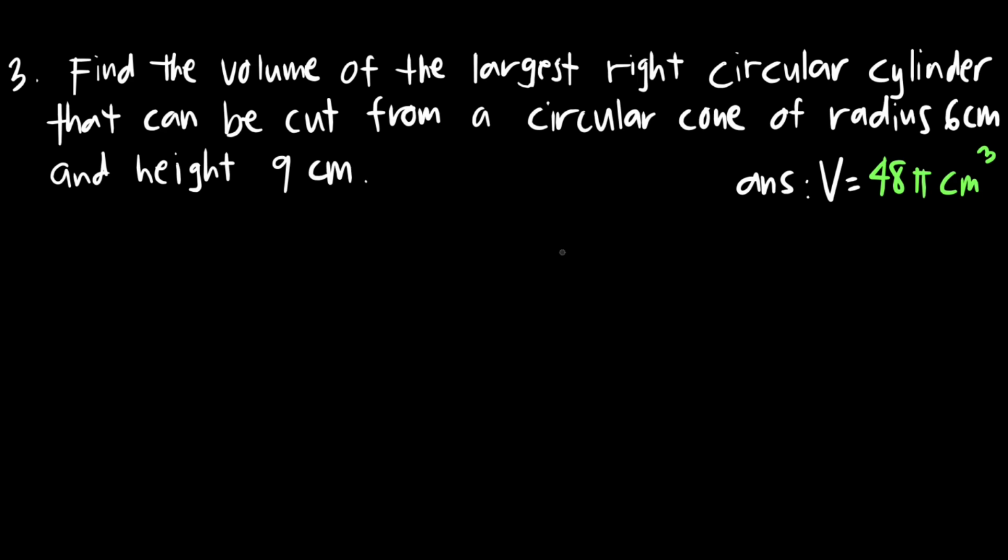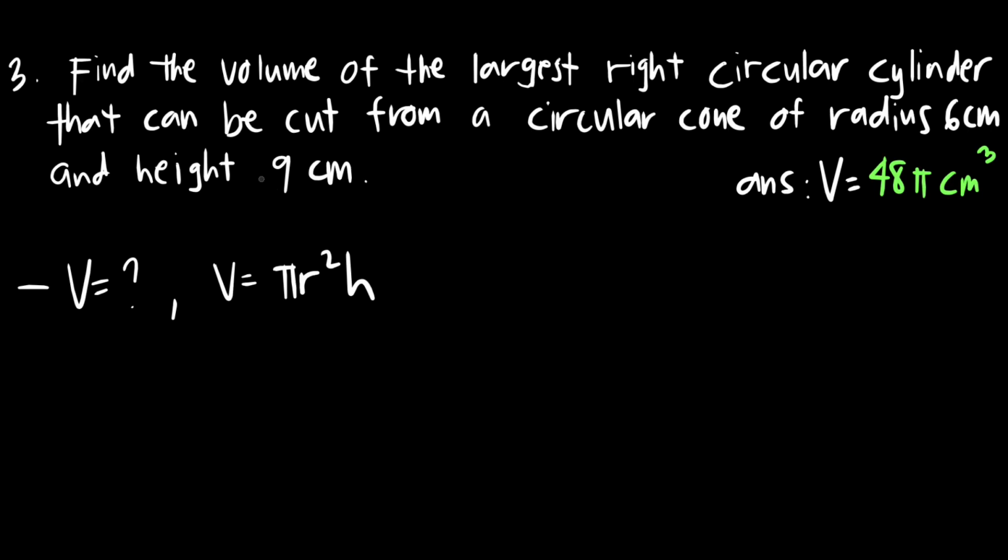So we'll solve for number 3. Find the volume of the largest right circular cylinder that can be cut from a circular cone of radius 6 centimeters and height of 9 centimeters. So we are tasked to find the volume of the cylinder. So what is the volume of a cylinder? The volume is pi r squared h, right?